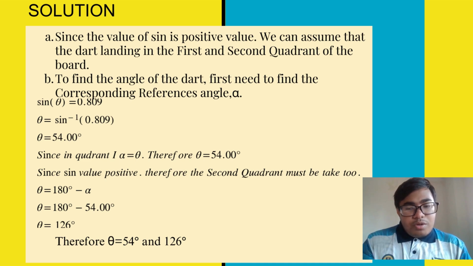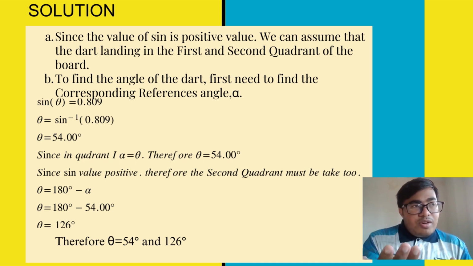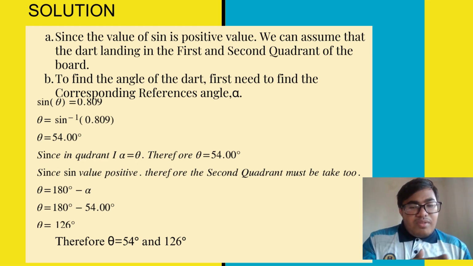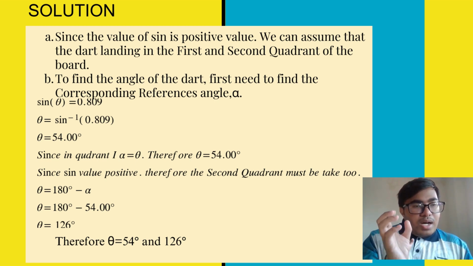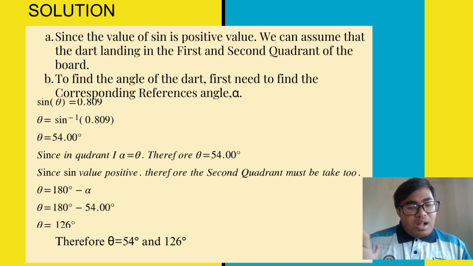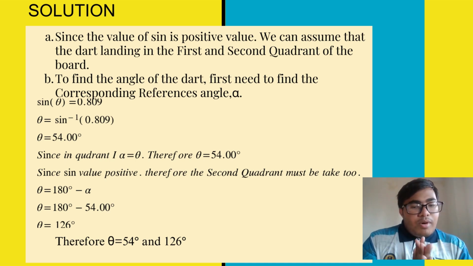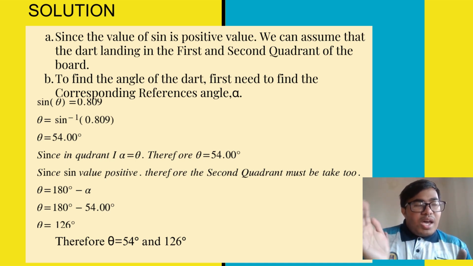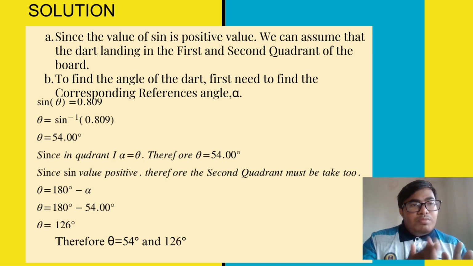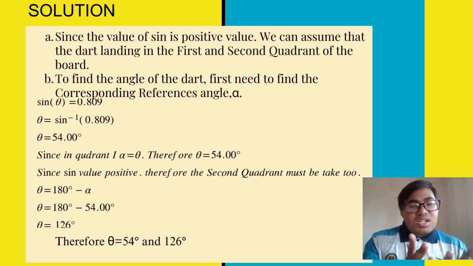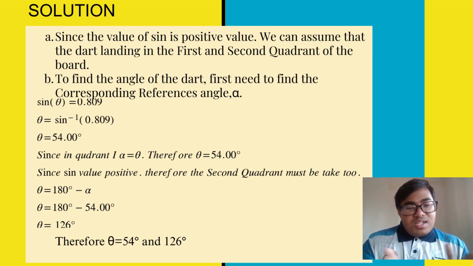We know that the value of sine is positive, so the second quadrant should be counted as well. How do we find the theta value? We know that theta equals 180 degrees minus alpha. Alpha is 54, so theta equals 180 degrees minus 54 degrees, which is 126 degrees. So the angles where the dart can land are 54 degrees and 126 degrees. Okay, that is an easy question.